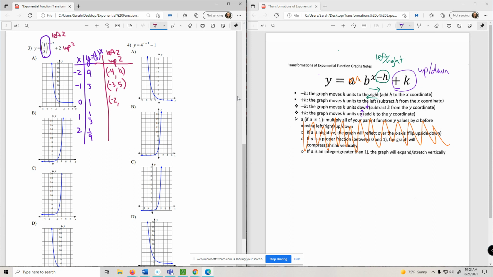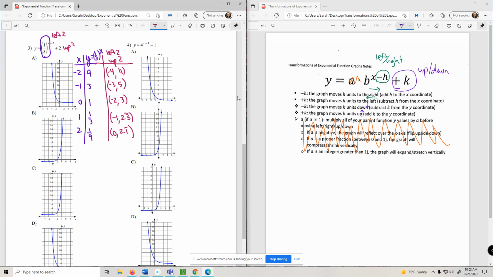Left 2, 0 goes to negative 2. Up 2, 1 goes to 3. Negative 1 goes into negative 1. 1/3 plus 2 would be 2.3 repeating, or 2 1/3. 2, when I move to the left 2, is 0. 1/9 when it moves up 2 is going to be 2.1 repeating, or 2 1/9.